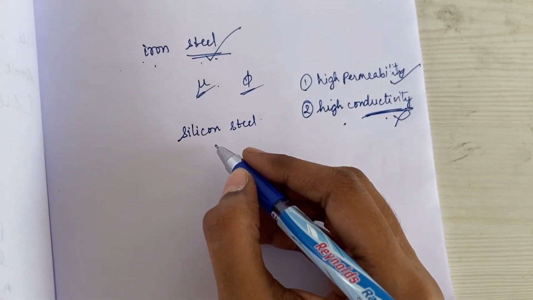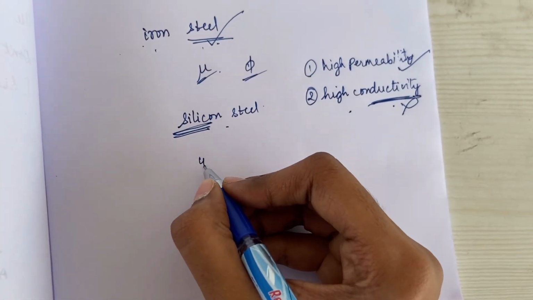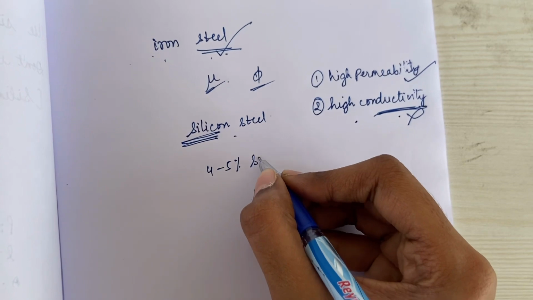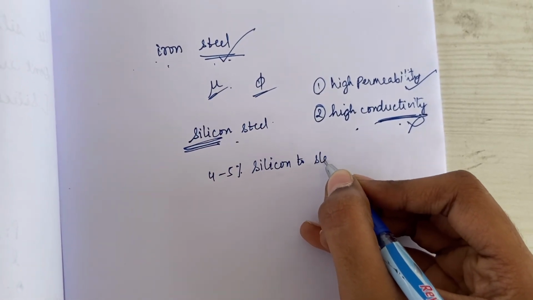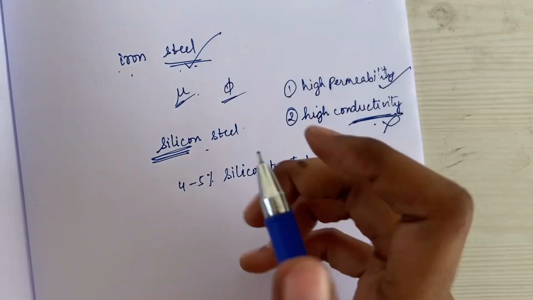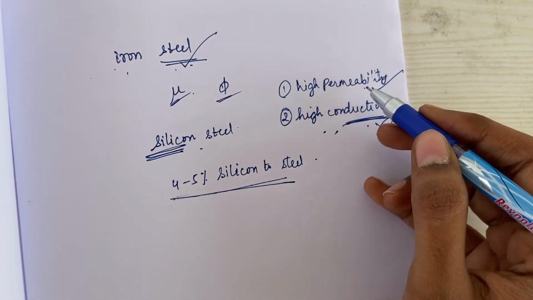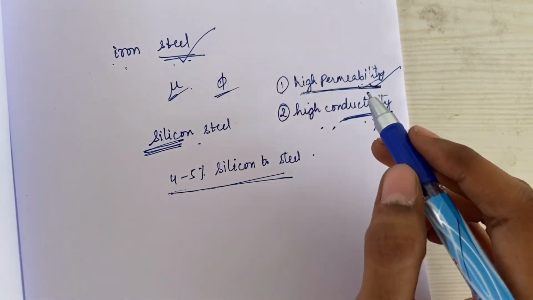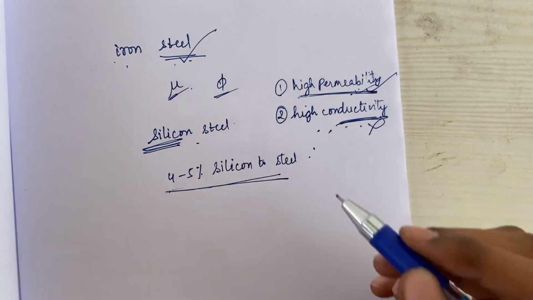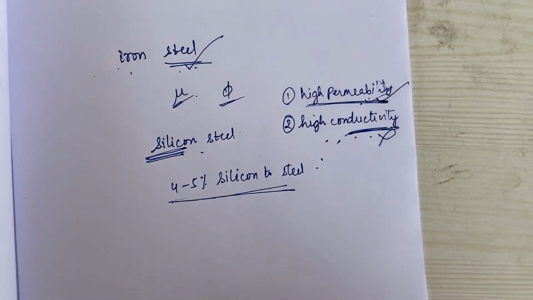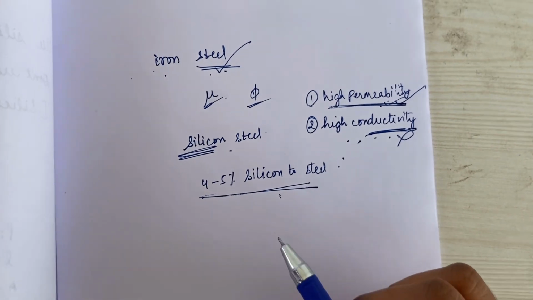So to reduce the conductivity of the steel, we add silicon to it. So we add 4 to 5% of silicon to steel. We add this much because it reduces the conductivity, but it keeps the permeability the same. It reduces the conductivity, thus reducing the eddy currents. So by adding 4 to 5% of silicon to steel, we get a perfect material for the core.